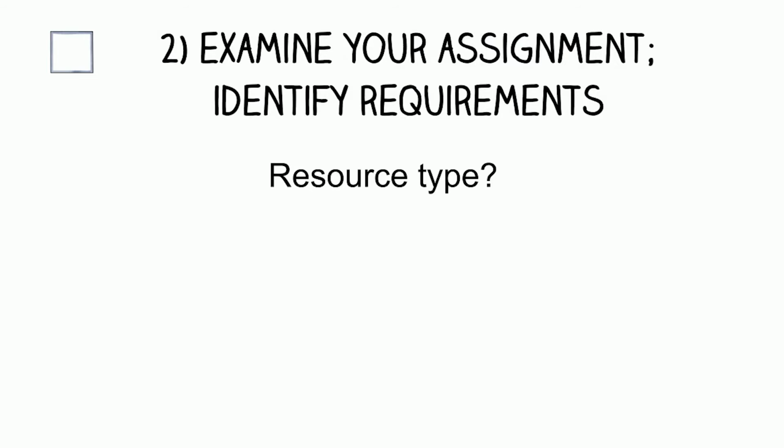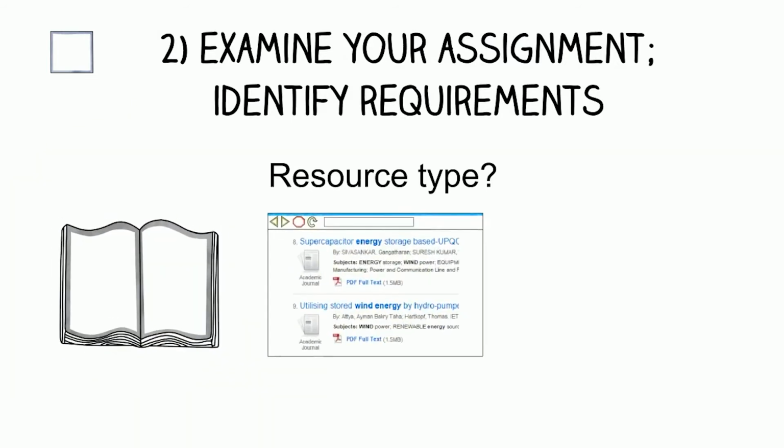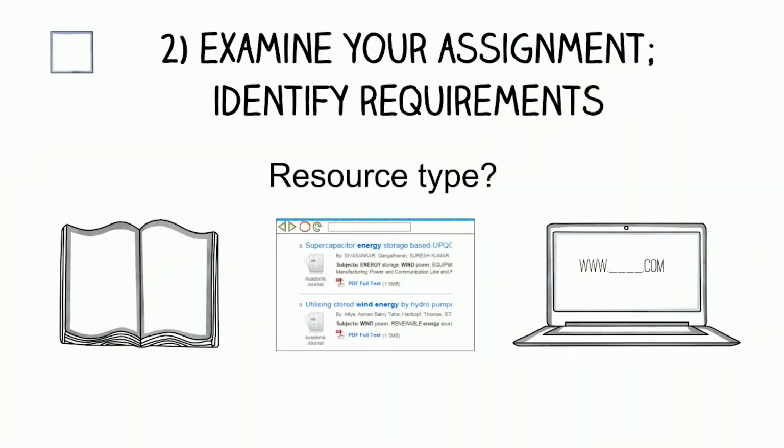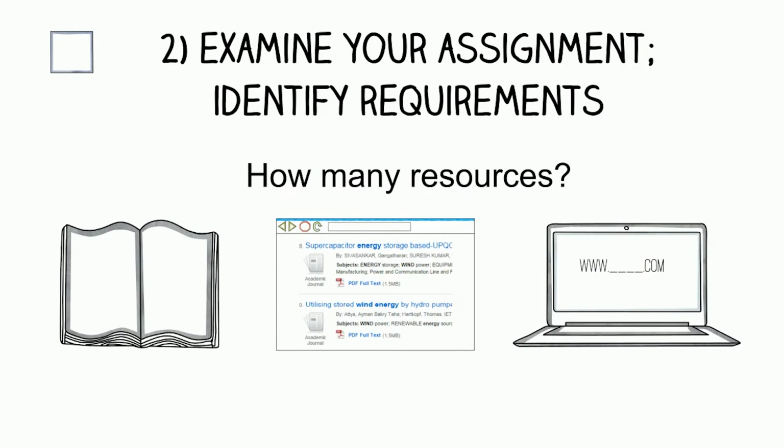Step 2 is fully examining your assignment and identifying any requirements or specifications that it provides. What types of resources do you need to use, such as books, peer-reviewed articles, or web resources? How many resources do you need? For example, it might require that you use 3 articles or at least 1 web resource.